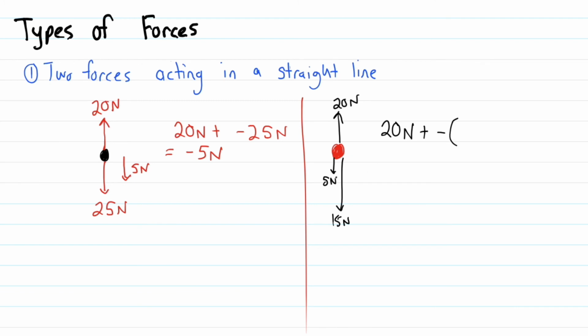minus, now when we have two forces acting in the same direction, we add them up together. So we have 15 plus 5, and we will get 20 Newton minus 20 Newton, we will get 0 Newton. 0 Newton just means that it won't move anywhere and it will just stay still. So it's not moving up, it's not moving down. There's no net force acting upon it. It's in equilibrium, which we will cover in another video.